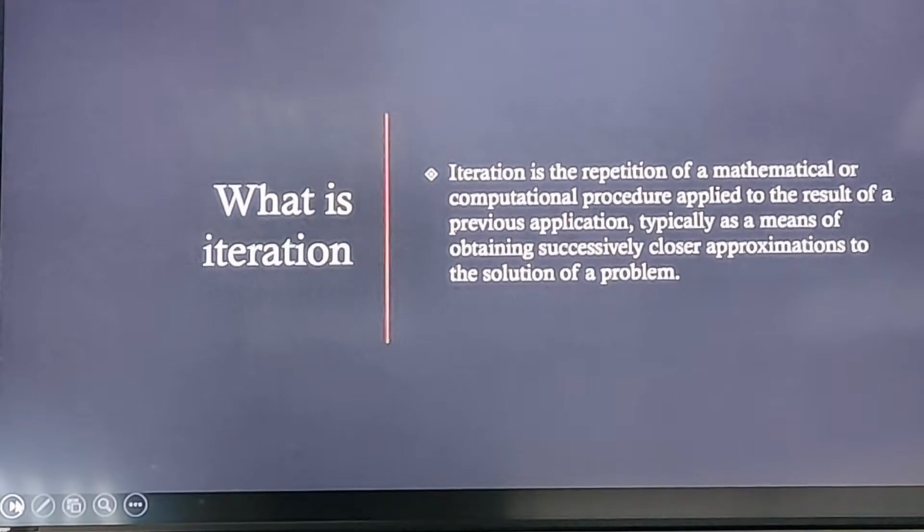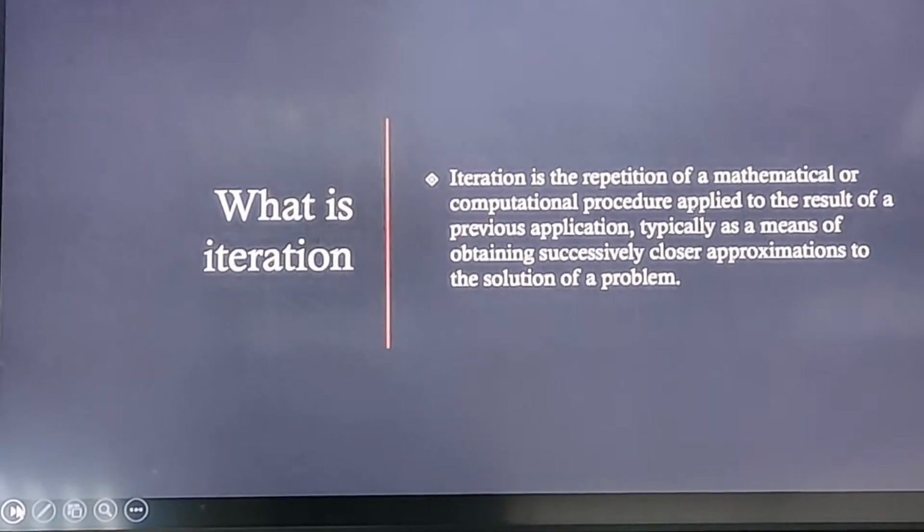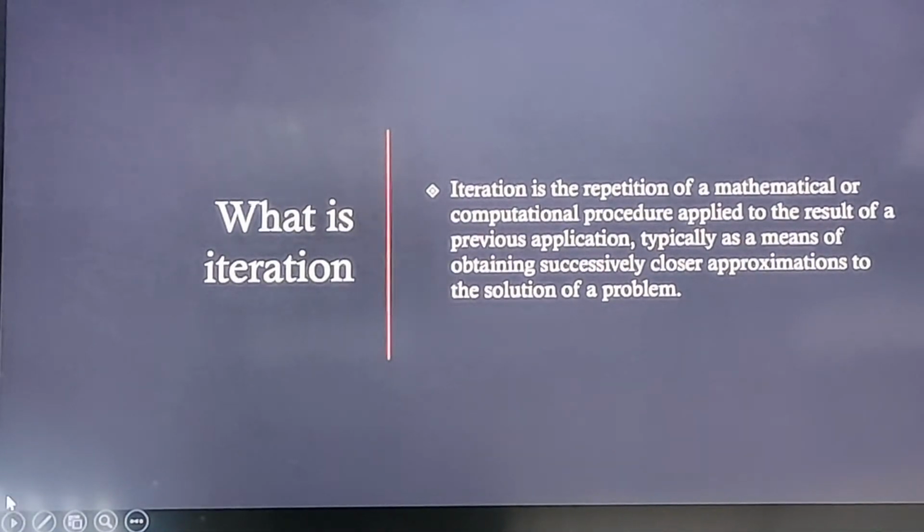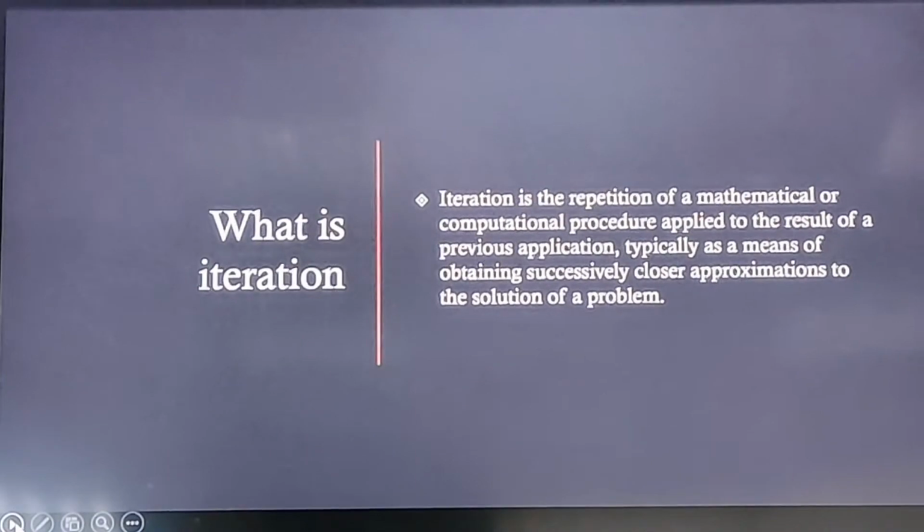In layman's terms, it basically means using a previous answer to move on with the procedure to get closer to the actual solution to the problem.